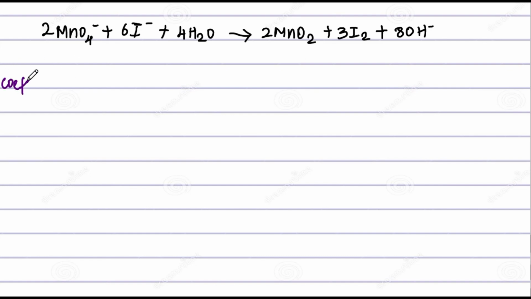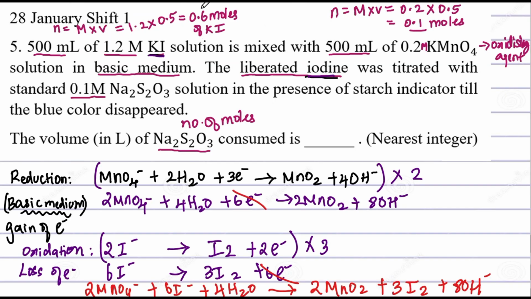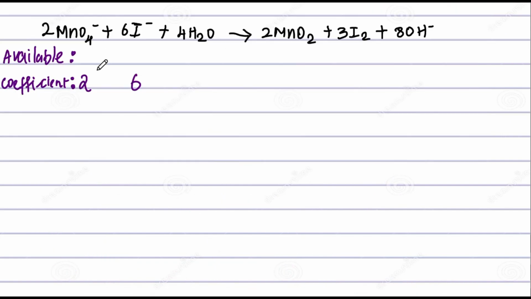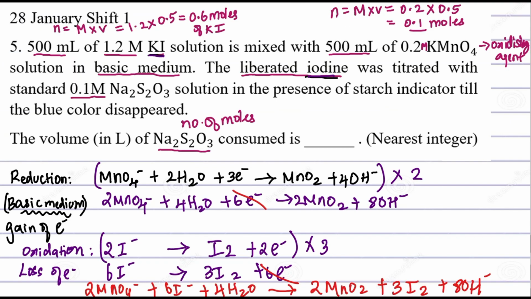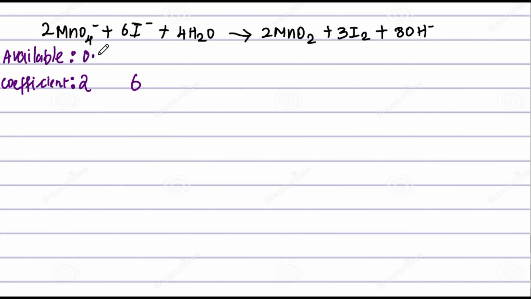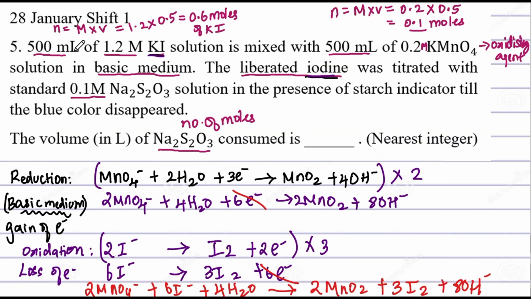Now in this overall reaction, see the stoichiometric coefficient of MnO4 minus is 2 and I minus is 6. So according to the equation, 2 moles of MnO4 minus react with 6 moles of I minus. Now let us compare this with the available number of moles. The available number of moles in the question we have already found. For KI it is 0.6 and for KMnO4 it is 0.1. So let us write that. The available number of moles for MnO4 minus, KMnO4, is 0.1 and for I minus it is 0.6.